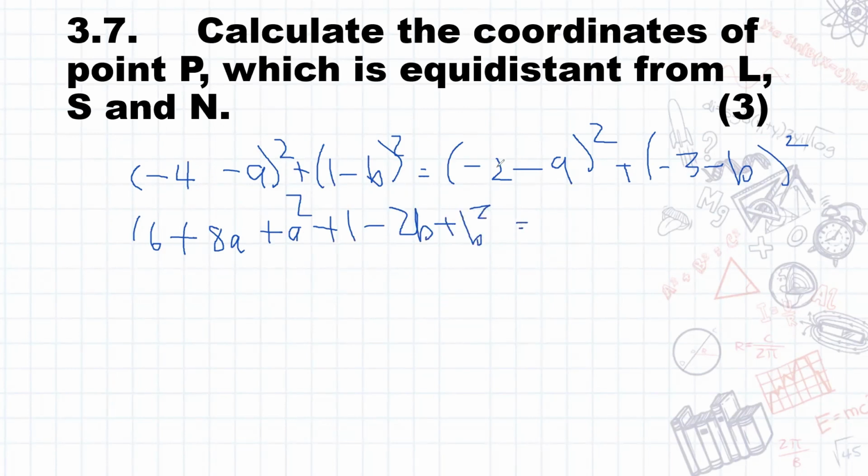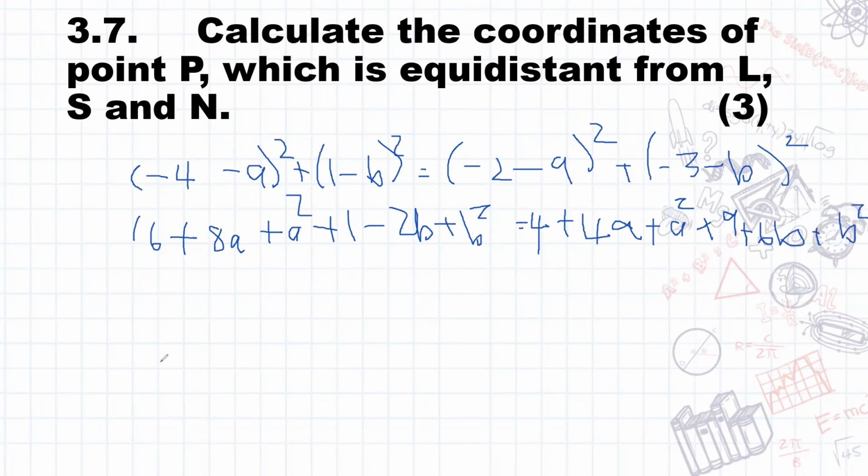Okay, and on this side, we'll have negative 2 squared is 4. Negative 2 times negative a is plus 2a times 2 is plus 4a. And a negative a squared is positive a squared. Okay, and then negative 3 squared is 9. And negative 3 times negative b is negative 3b times 2 is positive 6b. And negative b squared is b squared.